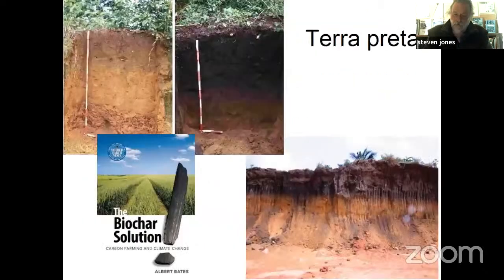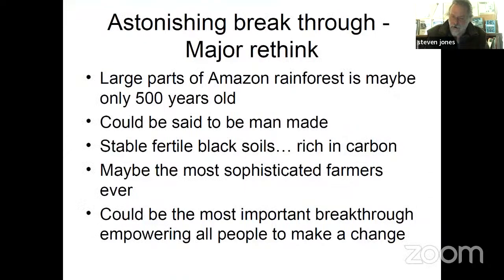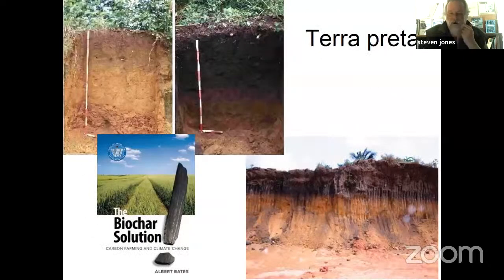Biochar comes from the Amazon rainforest. Something that people observed there from when they were clearing the forest was these black soils, terra preta, these dark soils under the rainforest, which you don't normally get under the rainforest.